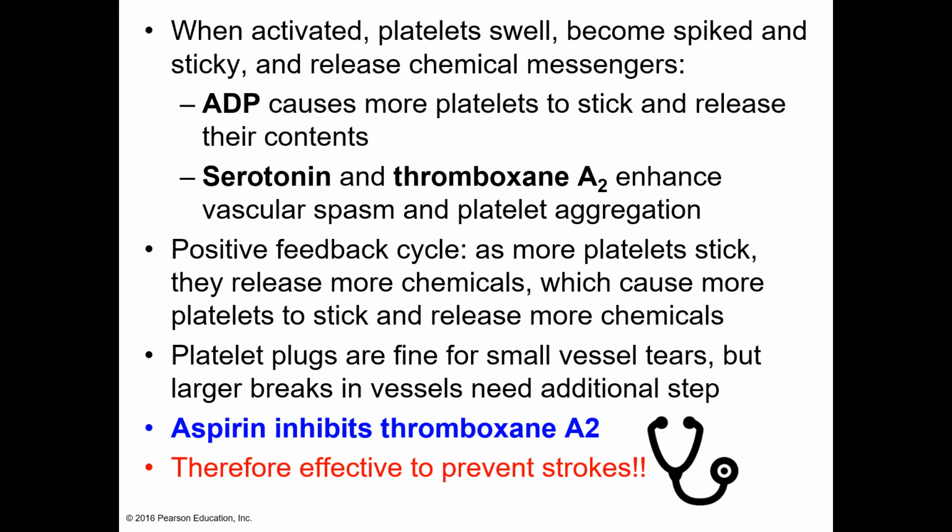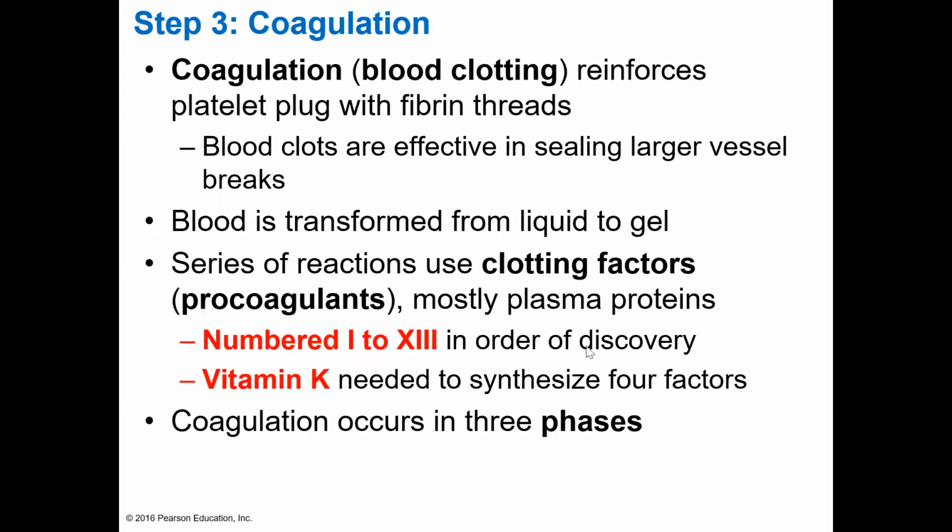How does it work? Aspirin works as an anti-platelet. It actually works against thromboxane A. This element is blocked by the aspirin, and that's how aspirin works to prevent the formation of clots or platelet aggregation, as simple as that. So aspirin is effective in preventing strokes and heart attacks.